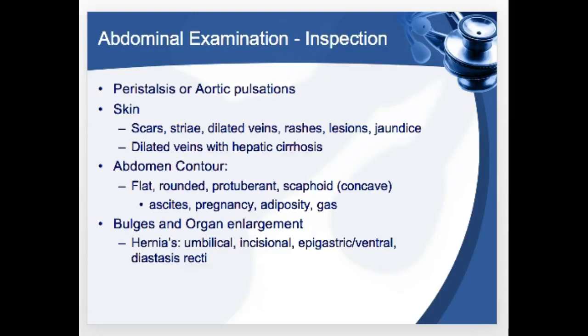Look for umbilical hernias, which are protrusions in that umbilical ring, common in infants. They usually resolve in the first couple of years of life, definitely by two. If they're not resolved by two, then they need to be potentially surgically corrected. But they can occur in adults as well.